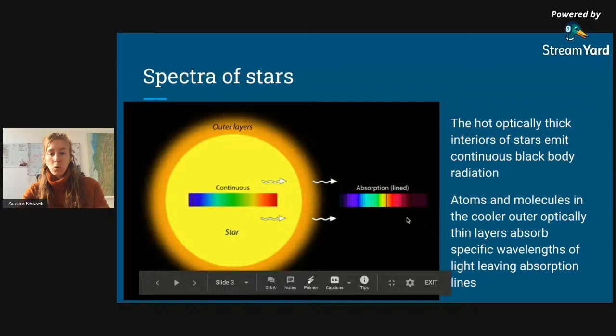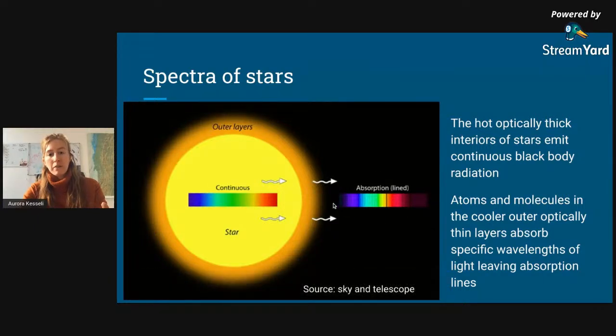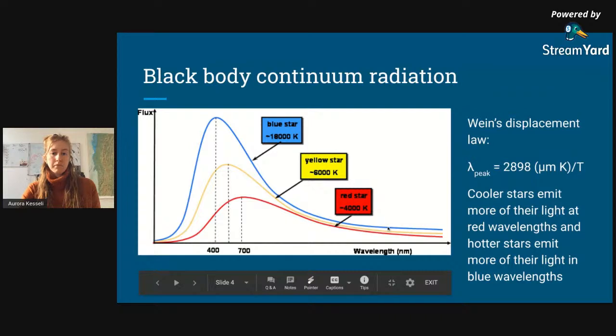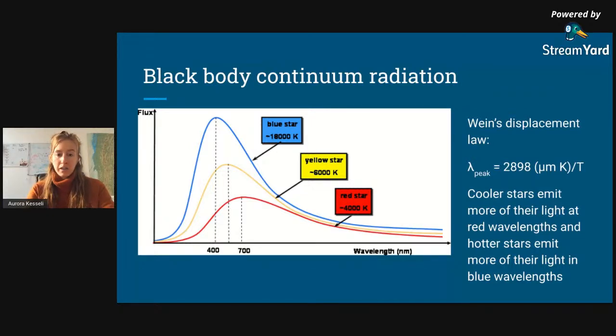So you get this absorption spectrum, where you can see here you have a black body spectrum with some wavelength where you have the most flux, but then you have these absorption lines built on top of this continuous spectrum. And to go into a little bit more detail about black body or continuous radiation, since this is the basis for what a spectrum of a star is going to look like with the absorption lines built onto this.